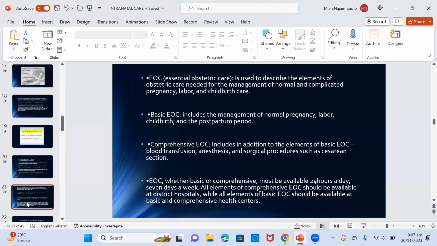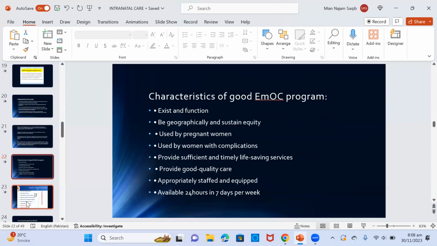Essential obstetric care is used to describe the elements of obstetric care needed for the management of normal and uncomplicated pregnancy, labor, and childbirth. Basic EOC includes the management of a normal pregnancy, labor, childbirth, and postpartum period. Comprehensive EOC includes, in addition to the elements of basic EOC, blood transfusion, anesthesia, and surgical procedures such as cesarean section. Emergency obstetric care, whether basic or comprehensive, must be available 24 hours a day, 7 days a week. All elements of comprehensive EOC should be available at district hospitals, while all elements of basic EOC should be available at basic and comprehensive health centers.